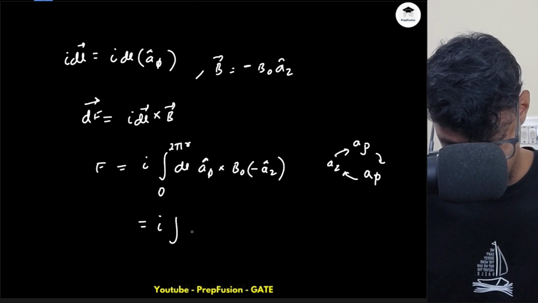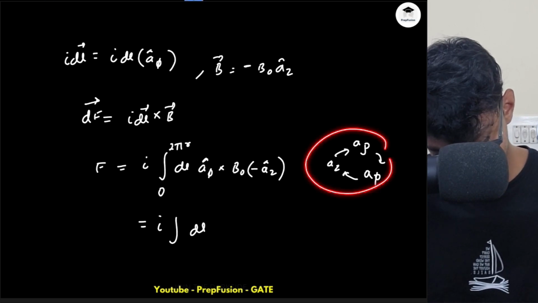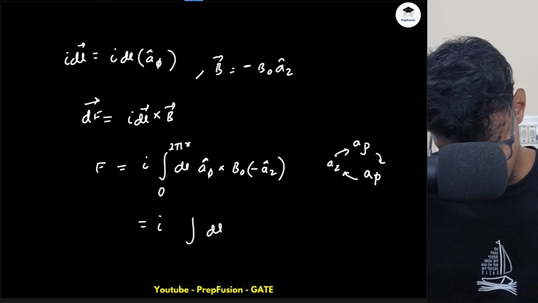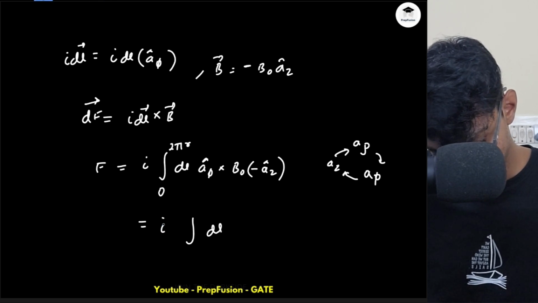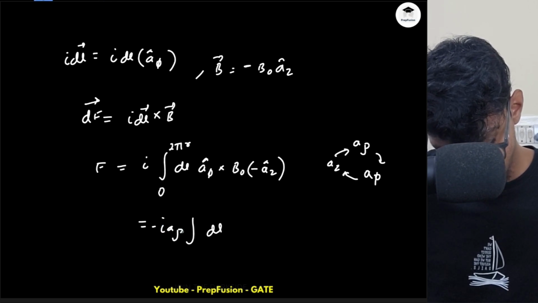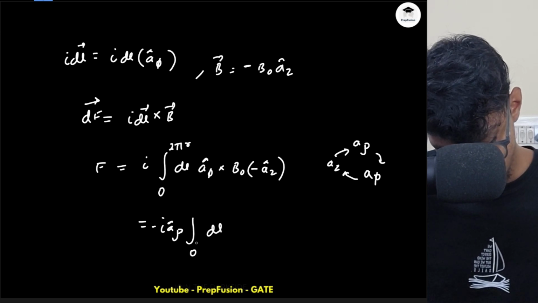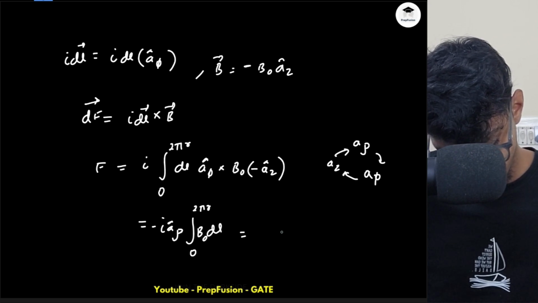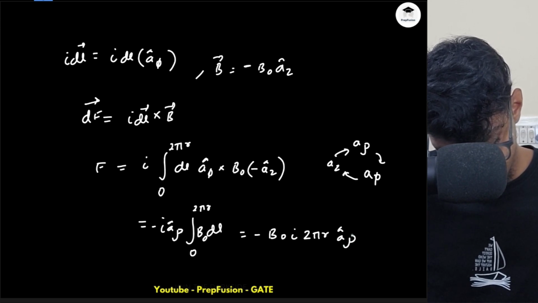So this will be I dl, and this will be a rho. A rho is constant, rho is not changing, right? So this will come outside, and there is a minus sign as well. So it will be minus a rho, integrated from 0 to 2 pi r. And B naught is there, right? B naught we cannot forget, it is constant. So this will be minus B naught I into 2 pi r in the a rho direction, right?